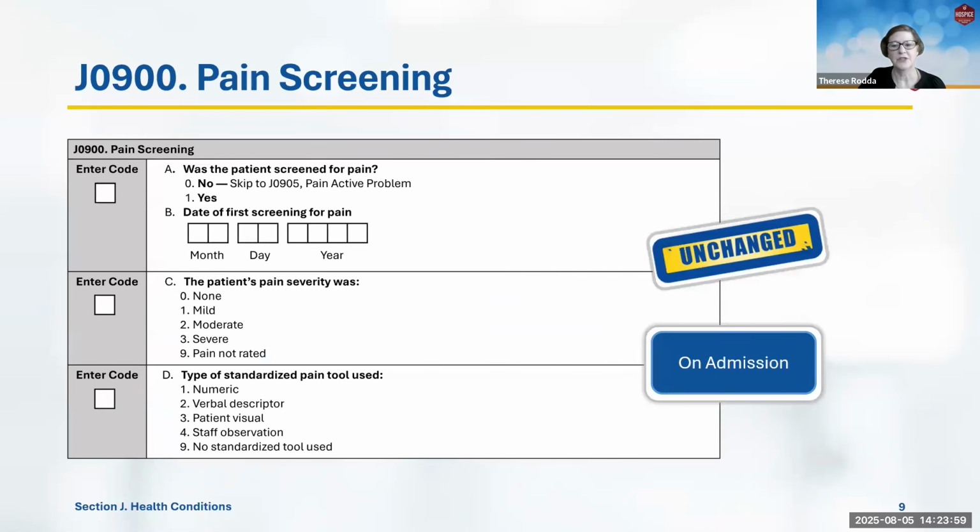The first item is J0900 pain screening. This item was carried over from the HIS and is still collected on admission. J0900 pain screening has 4 parts. The first question asks if the patient was screened for pain. This is a yes/no question. This is followed by the date of the first pain screening. Part C asks about pain severity, and the last part asks about the type of pain tool used.